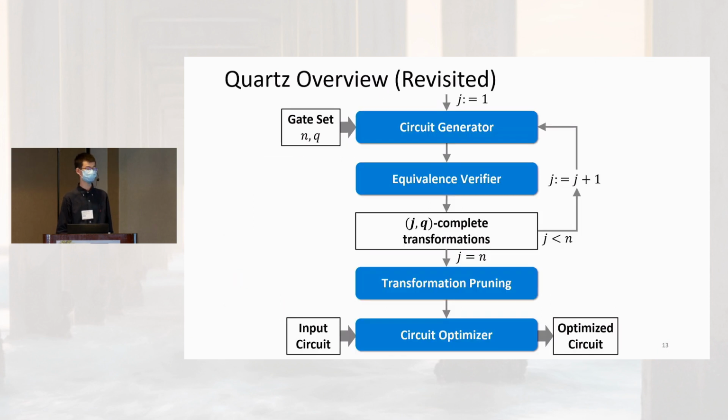Now let's revisit the overview. We have an iterative approach, looping over the number of gates j from 1 to n to get NQ complete transformations. There is some further transformation pruning, which I won't cover due to time limit. After that, we feed the transformations into the circuit optimizer to optimize the circuit.